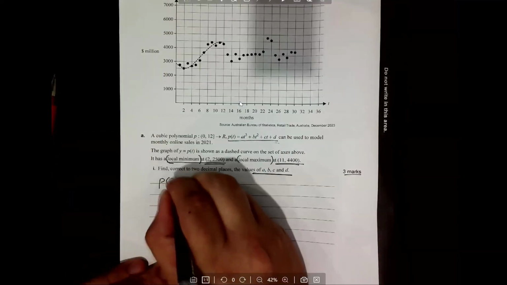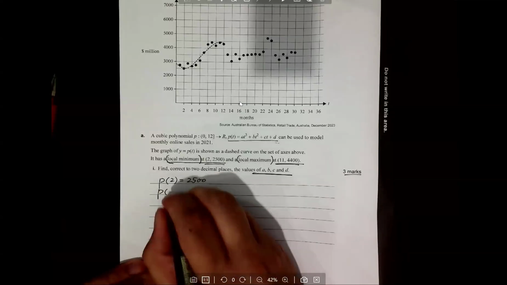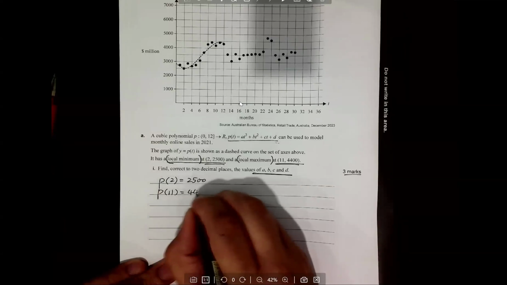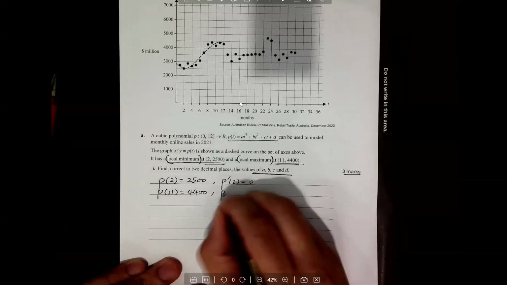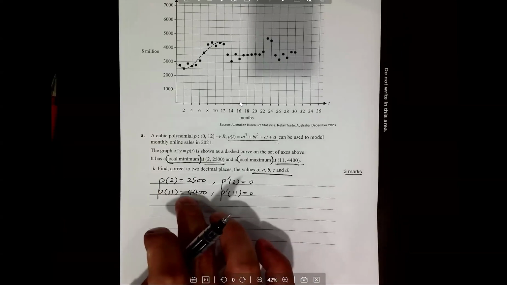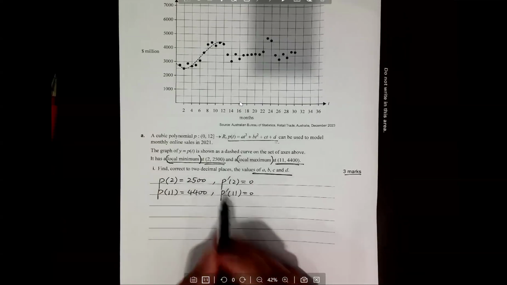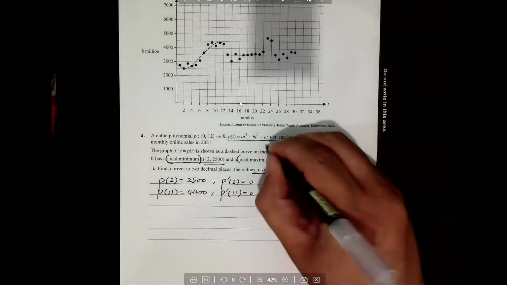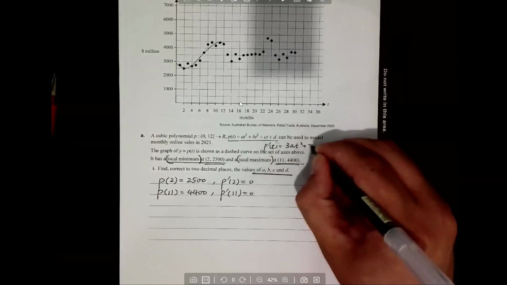P of 2 equals 2,500, and P of 11 equals 4,400. Also, P dash of 2 equals 0, and P dash of 11 equals 0. They only provided you, let's say, 6 writing lines. But you can leave your answer like that as long as you define your P dash T equals 3AT squared plus 2BT plus C, okay?